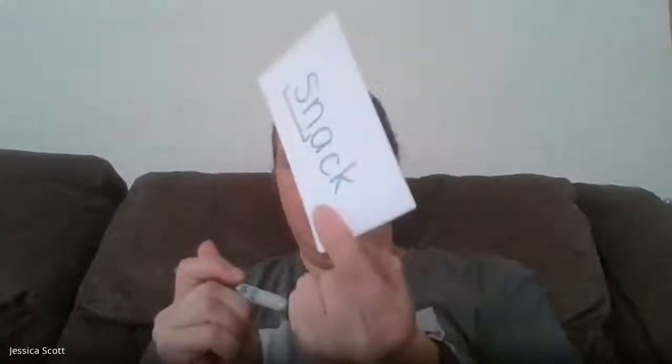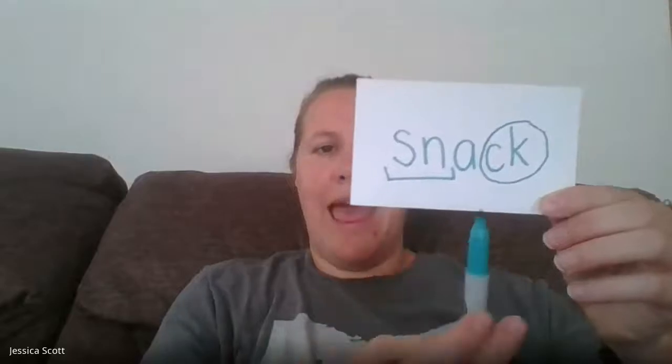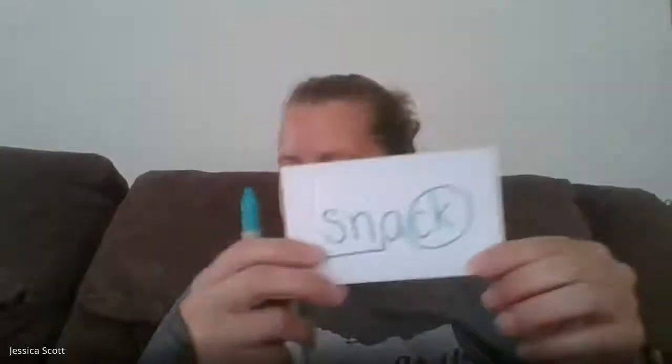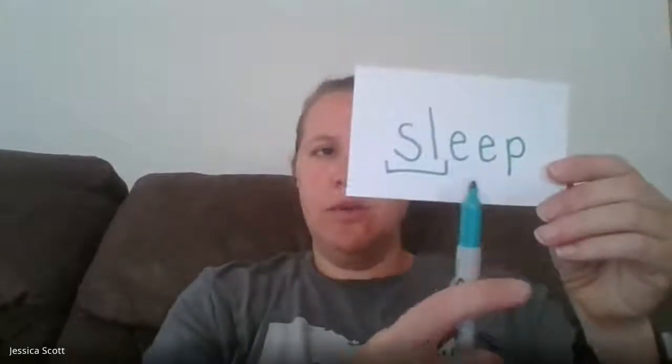S, n, a, k, and ck at the end of the word says one sound. It is not a consonant blend. I'm going to circle it so we can see it better. Snack, snack. And let's try one more. These two E's together make this a long vowel. So with the long vowel, E is going to say its name. So s, sl, e, p, sleep.